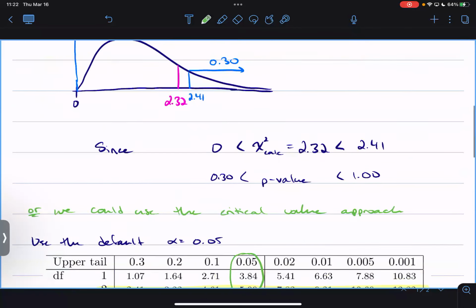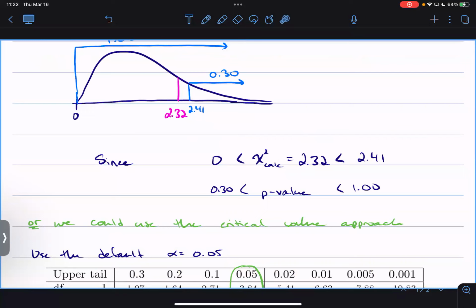In terms of this number line, what it's saying is that 5.99 has an area in the tail of 0.05. So my calculated chi-squared has to be larger than 5.99 in order for me to reject H naught, because that's how I get an area in the tail less than 0.05. So they're definitely linked. And you can use this for z-scores as well. We just saved it for now until we were comfortable with the p-value approach, which is the more classical approach.